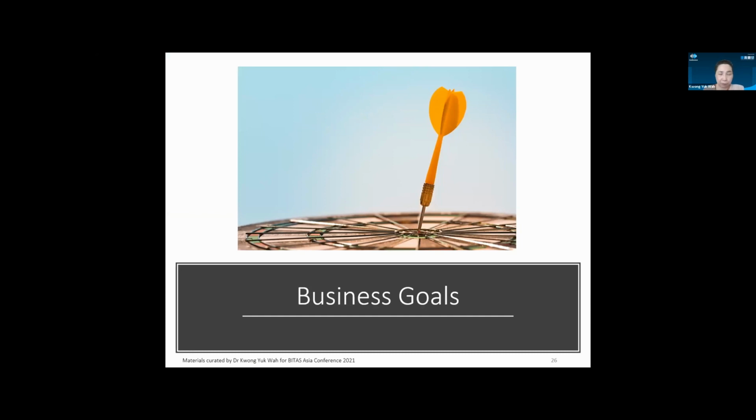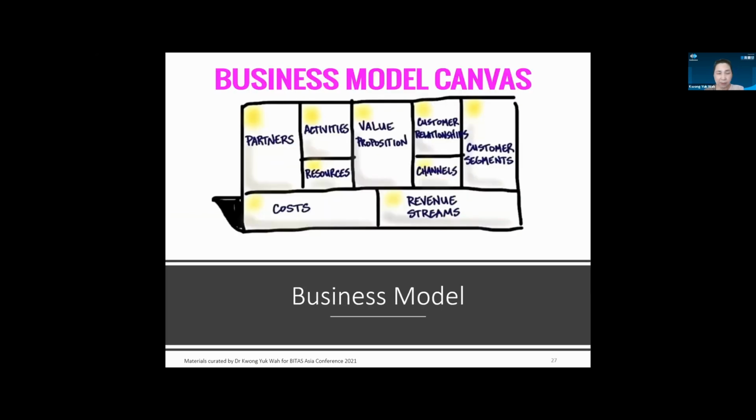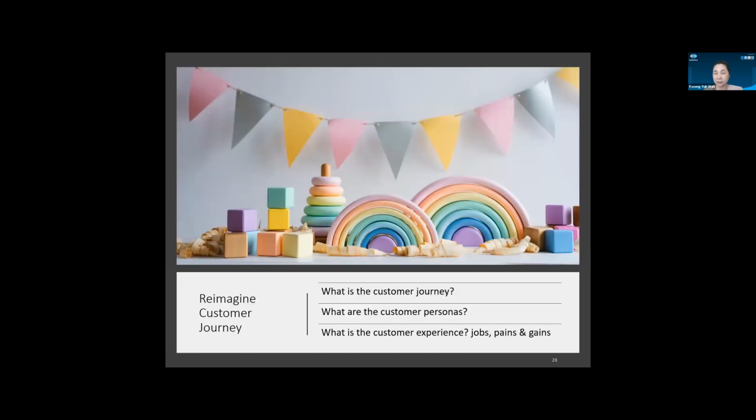And if you want to go further, then we have to look at what kind of business model he would need to reinvent, right? Now, the methodology used by some of the business architecture frameworks is really the business model canvas. Go to the business model canvas, work out the customer relation, the customer segment, the value proposition, and so on and so forth, right? Then he also needs to reimagine the customer journey.